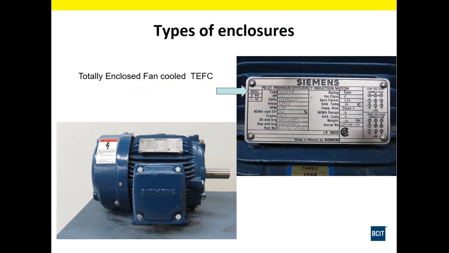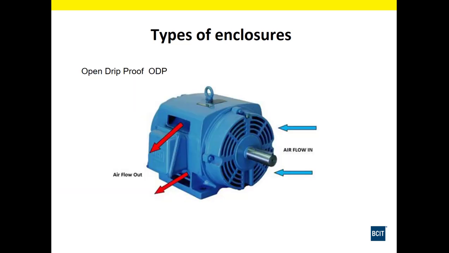If we look at this totally enclosed fan-cooled motor, the TE, totally enclosed, FC is another abbreviation for fan-cooled, is on the nameplate for this motor. Note where the arrow's pointing. The open drip-proof motor, as shown here, does not have external fans. The blades attached to the rotor internal to the motor act as a fan, drawing air in through the ends of the motor, as the arrows are pointing, and then it circulates it through the motor, and then it vents and exhausts out the sides and the bottom of the motor.